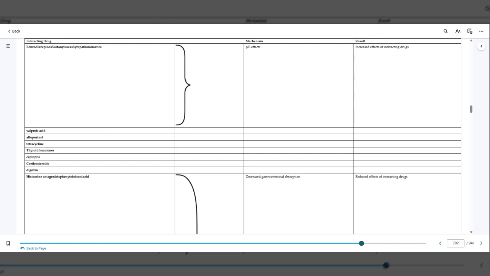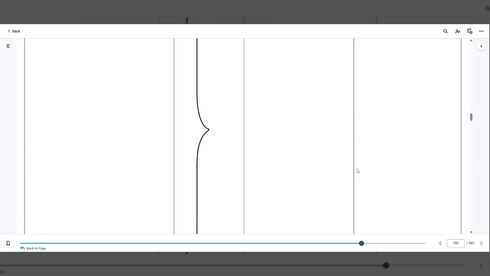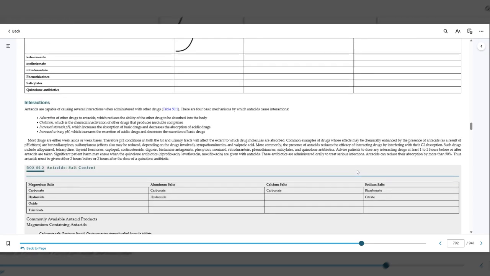Antacids can cause adsorption of other drugs, which reduces the ability of that other drug to be utilized. It can also cause chelation, which is the chemical inactivation of other drugs. And then it can increase stomach pH, which increases the absorption of basic drugs and decreases the absorption of acidic drugs. It can also increase urinary pH. Some special notes with our antacids. Scroll down a little bit.